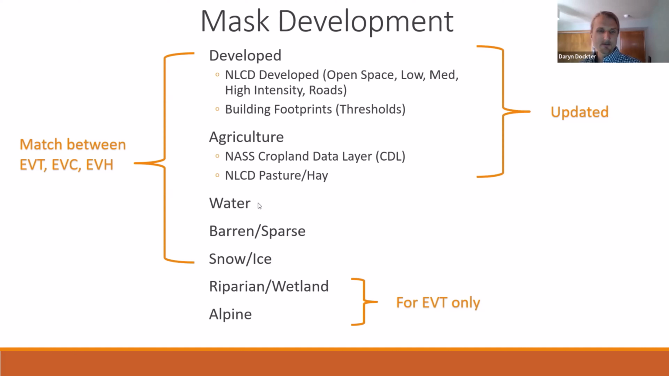And I was going to talk a little bit about the water mask for barren sparse. As I mentioned, that's an NDVI threshold. And then snow and ice we take from NLCD. We also make a riparian wetland mask for the EVTs that are riparian or wetland, and then an alpine mask as well. So those are not going to match between the products, but they're going to be important for making sure that those specific EVTs are restricted to those zones where they should be.